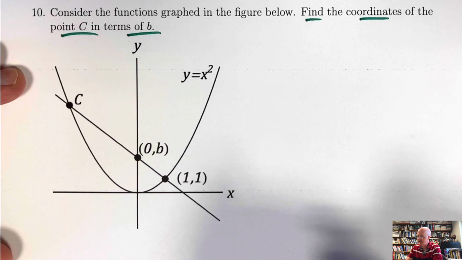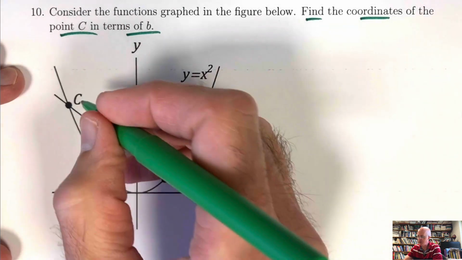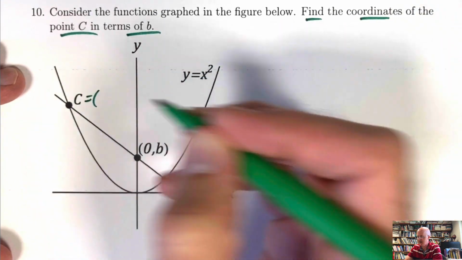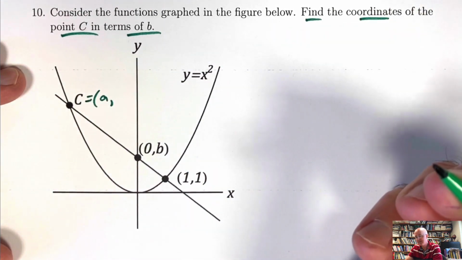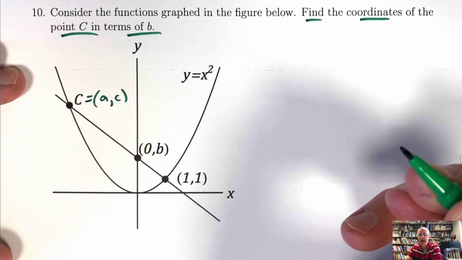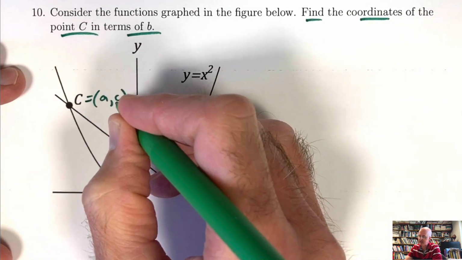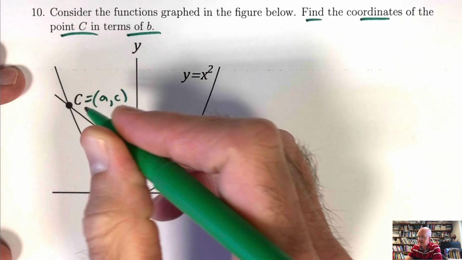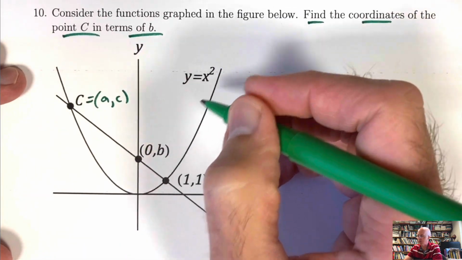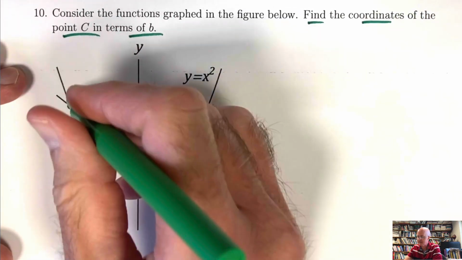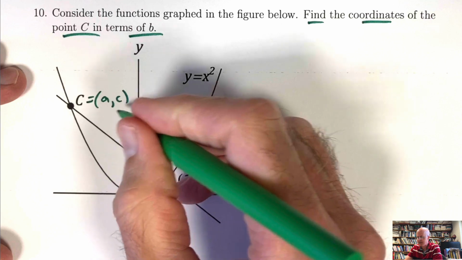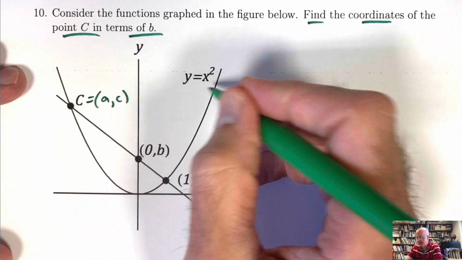All right, what in the world are we going to do? Find the coordinates of the point C in terms of B. I don't know what those coordinates are. Maybe I should give them names at first. A comma C? I could. However, that's a big C, there's a little c. However, I've got graphs here. C is both on this line and this parabola here, y equals x squared. Capital C, I mean, the point. Therefore, the coordinates of capital C, little c, have to satisfy that equation.